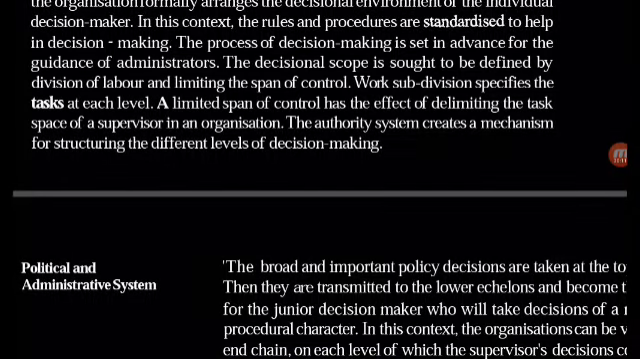The process of decision making is set in advance for the guidance of administrators. The decisional scope is sought to be defined by division of labor and limiting the span of control. Work subdivision specifies the tasks at each level. A limited span of control has the effect of delimiting the task space of a supervisor in an organization. The authority system creates a mechanism for structuring the different levels of decision making.